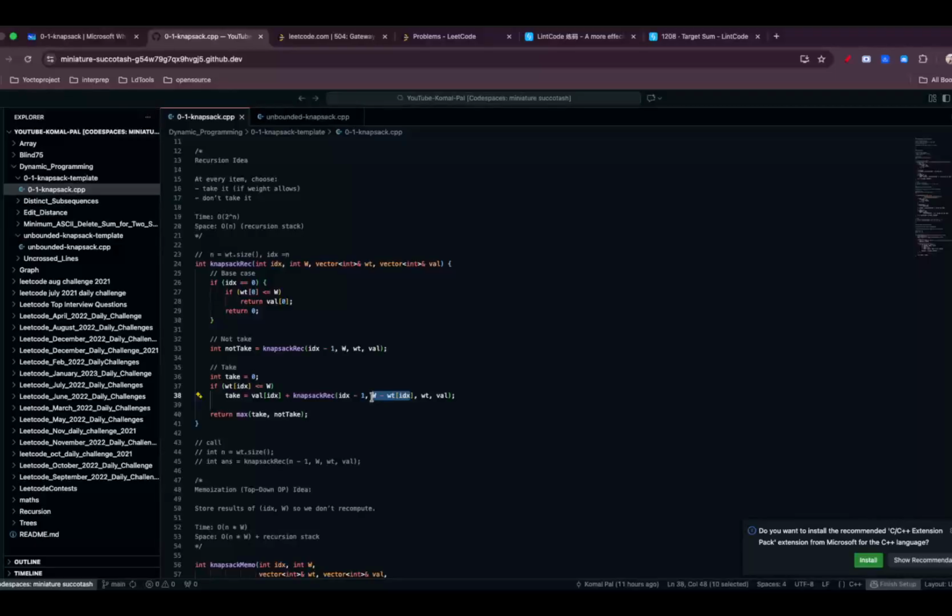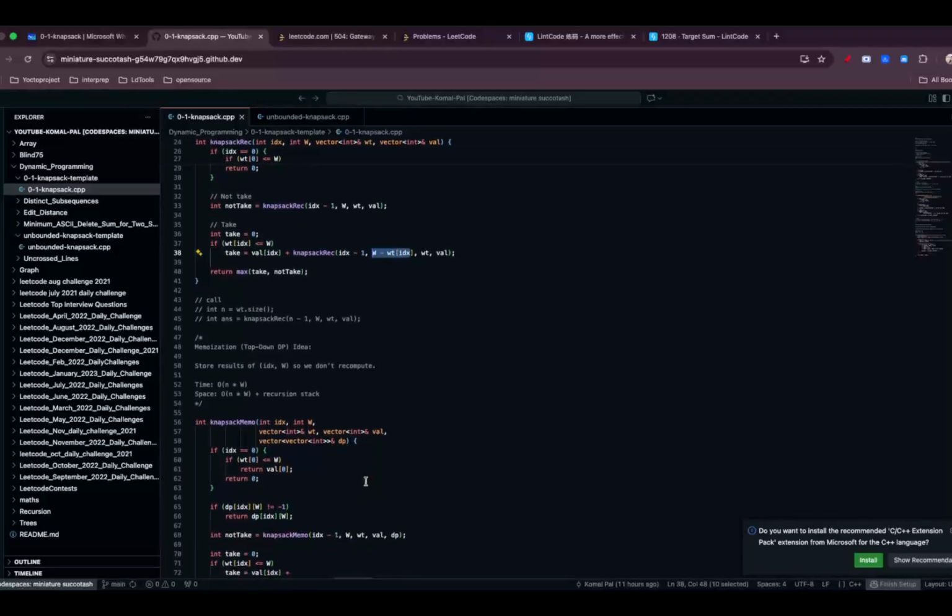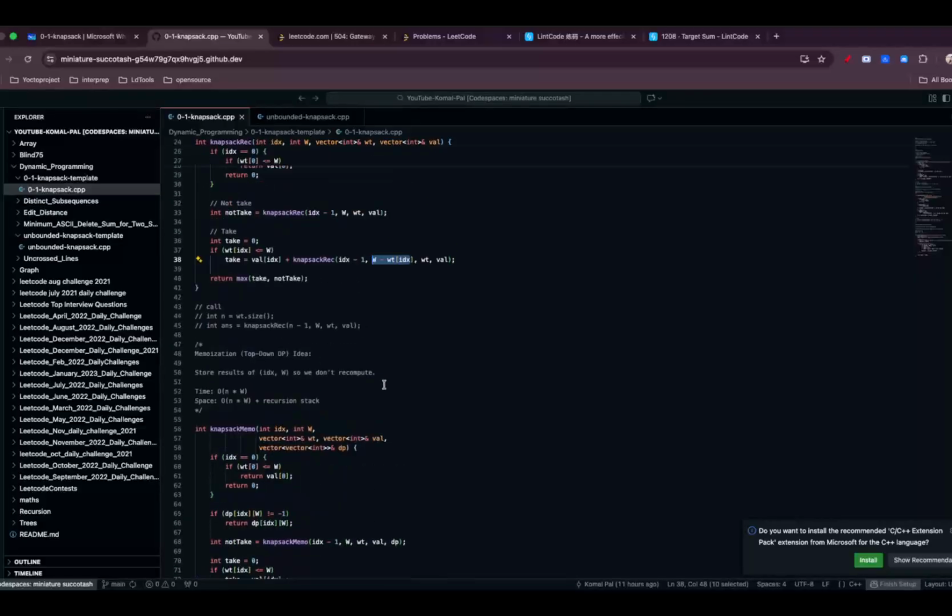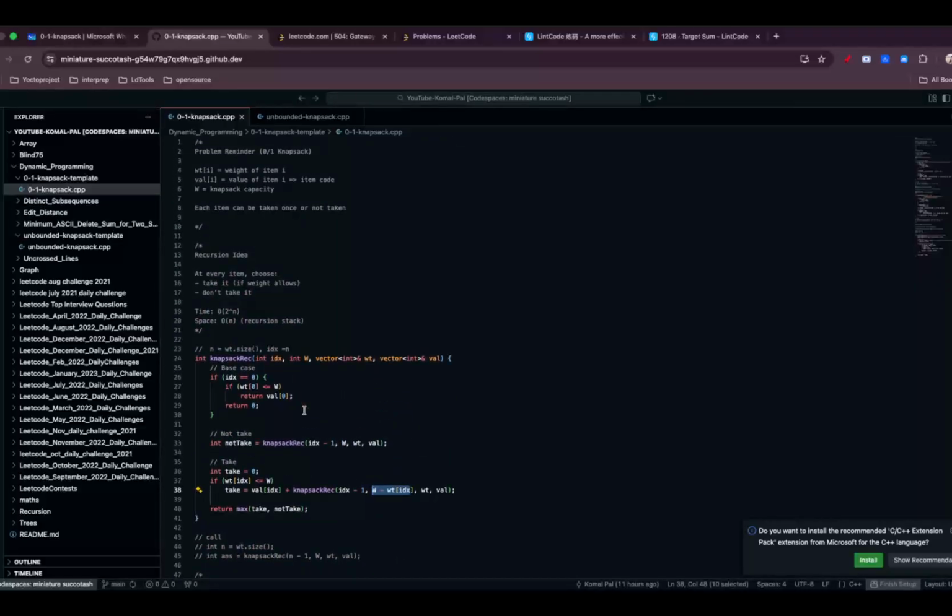So on those things we will be memorizing it. Also here the time complexity will be exponential, that is 2 raised to power n, where n refers to the size of the weight array, because either we will be choosing that weight or we won't be choosing that weight. So that is how the time complexity will be.